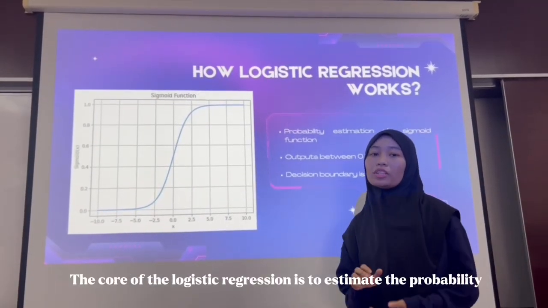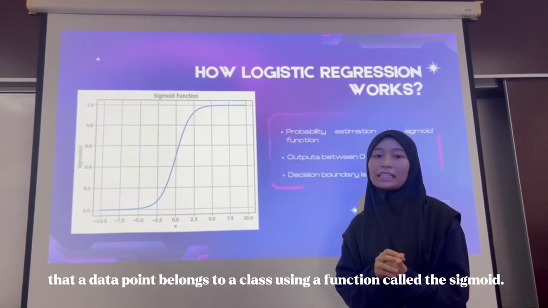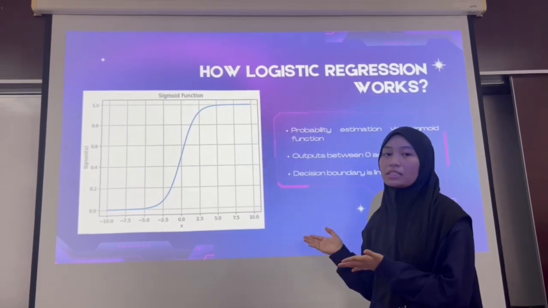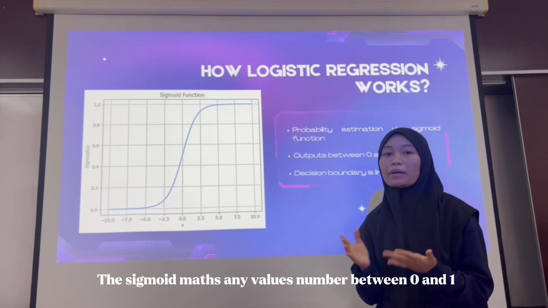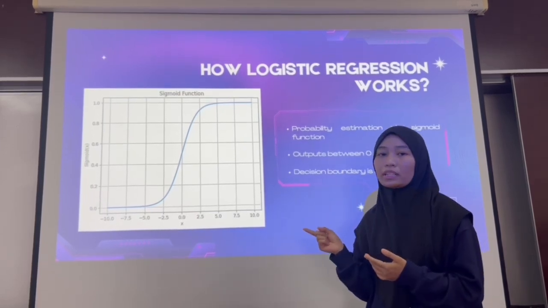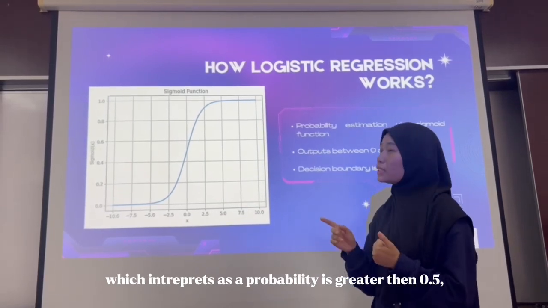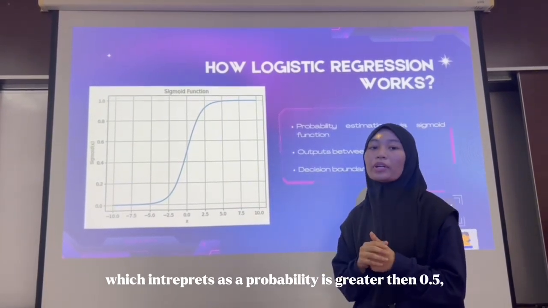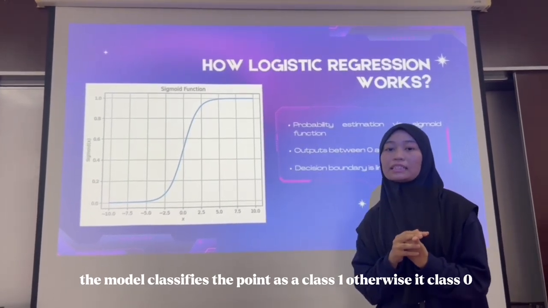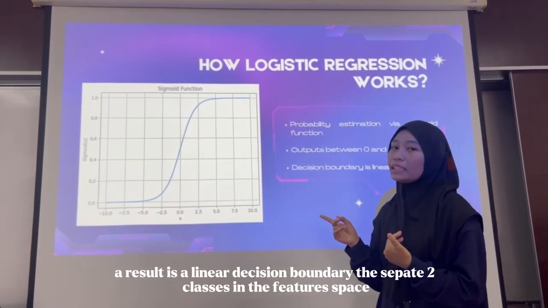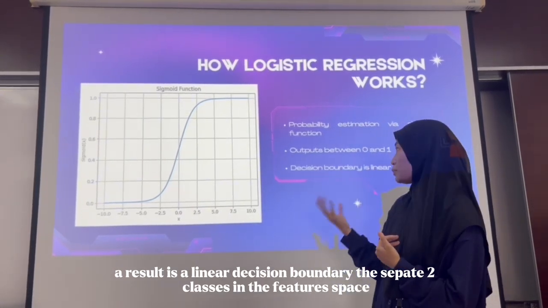The core idea of logistic regression is to estimate the probability that a data point belongs to a particular class using the sigmoid function. The sigmoid maps any real-valued number to a value between 0 and 1, which we interpret as a probability. If this probability is greater than 0.5, the model classifies the point as class 1. Otherwise, it classifies it as a 0. The result is a linear decision boundary that separates the two classes in the feature space.